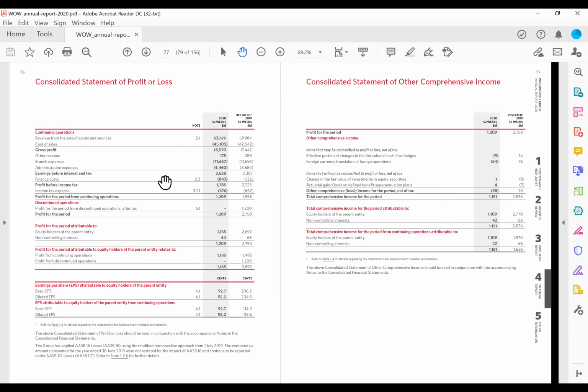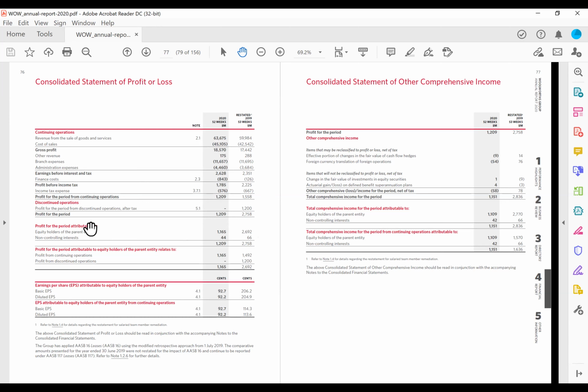And that then gives us the earnings before interest and tax, then less finance costs, which are interest, gives us profit before income tax, less the income tax expense gives us profit for the period from continuing operations. So that is the main figure that we would be interested in. It does have some discontinued operations, so they may have closed down a particular segment or subsidiary. And you can see that they did. That's what happened in 2019. So nothing like that has happened this year. But we're not really interested in that because that's not really part of their performance.